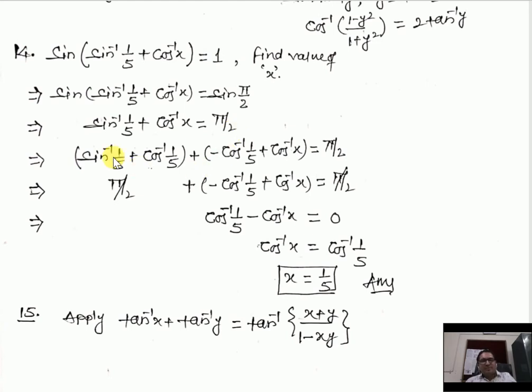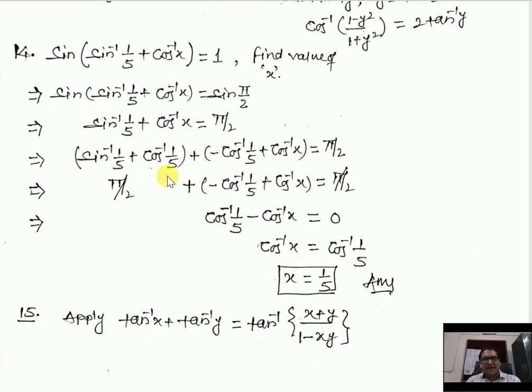Now you have to apply some formula. See, we can't apply any formula over here. So what I did, I added cos inverse 1 upon 5 with this, so that I can apply sin inverse x plus cos inverse x, right? That is pi by 2.